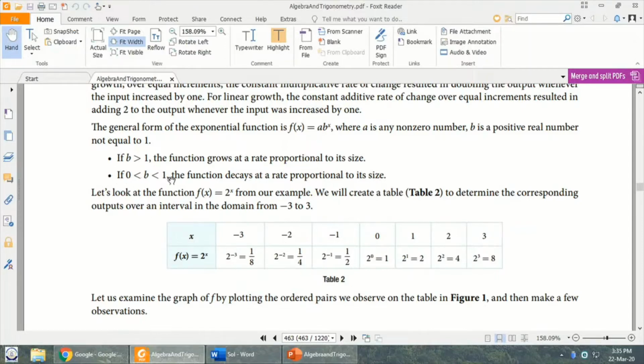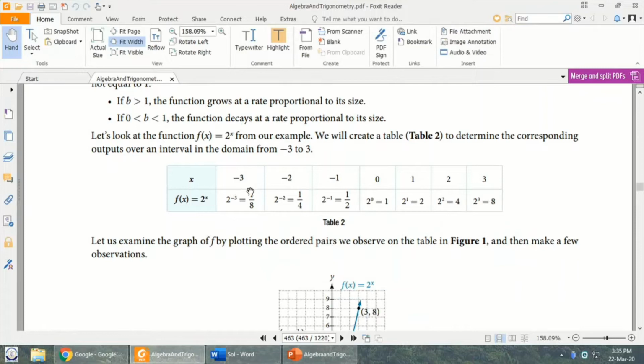So that means that if it is between 0 and 1, it is decaying, and if it is greater than 1, then it grows at a rate proportional to its size. So see that if x has these values, you need to have corresponding values. You already know that this is going to be an exponential function, so 2 raised to the power x, simply put in the values.